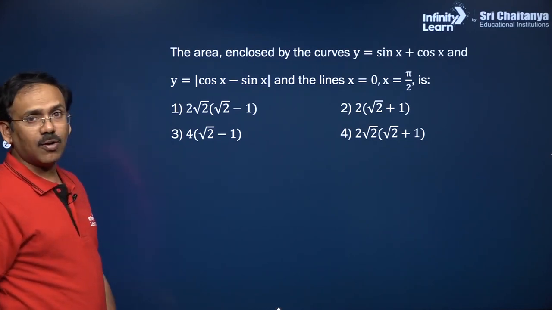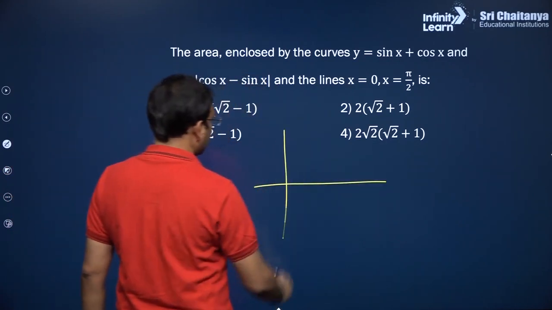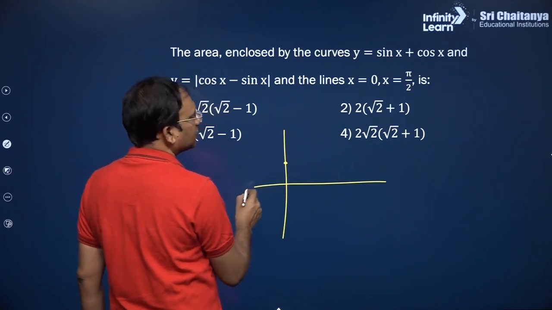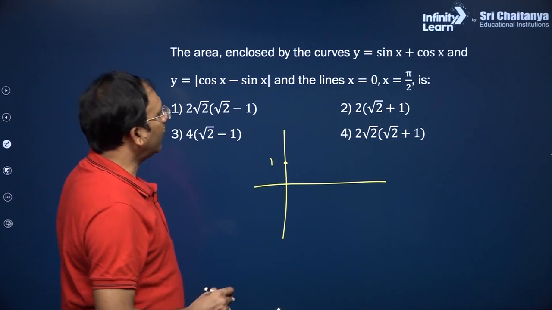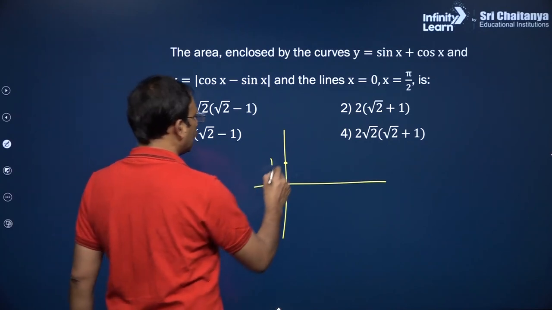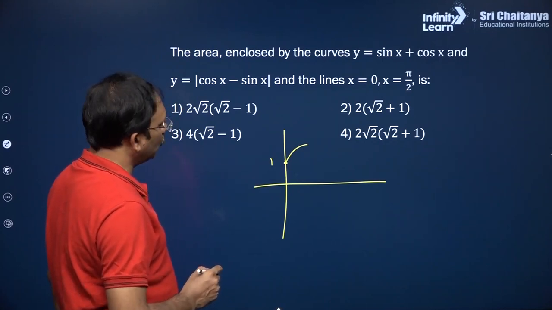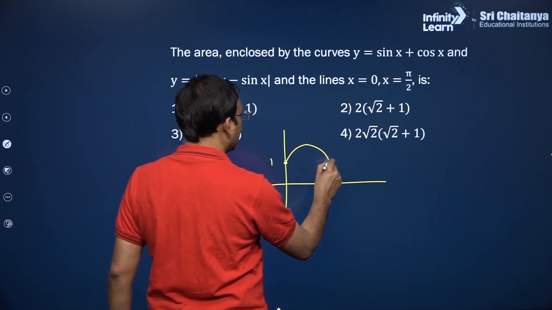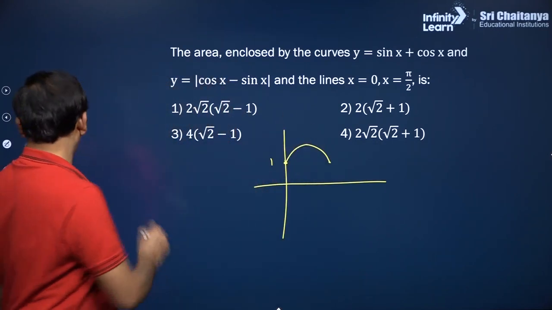Okay, next, my dear friends, the area enclosed by the curves y is equal to sin x plus cos x, y is equal to mod cos x minus sin x in 0 to pi by 2. You see, my dear friends, sin x plus cos x at 0 it is 1, at pi by 4 it is 1 by root 2 plus 1 by root 2, 2 by root 2, which is root 2, and at pi by 2, sin 90 is 1, cos 90 is 0, so this becomes 1. This is the sin x plus cos x graph, my dear friends.